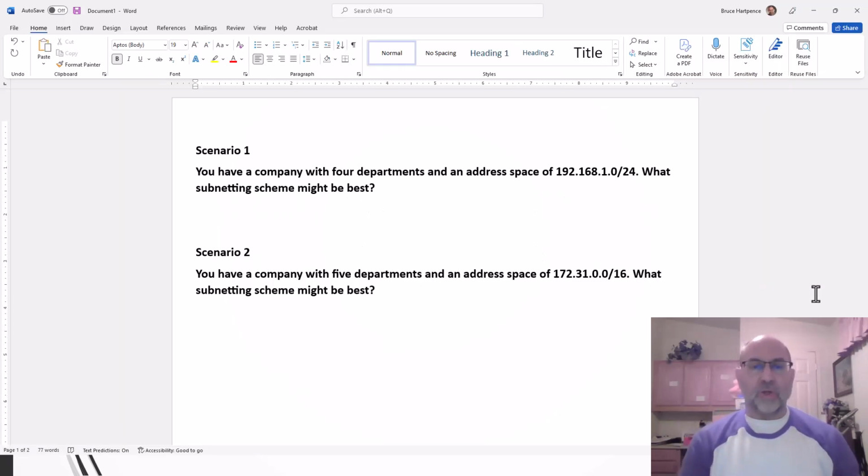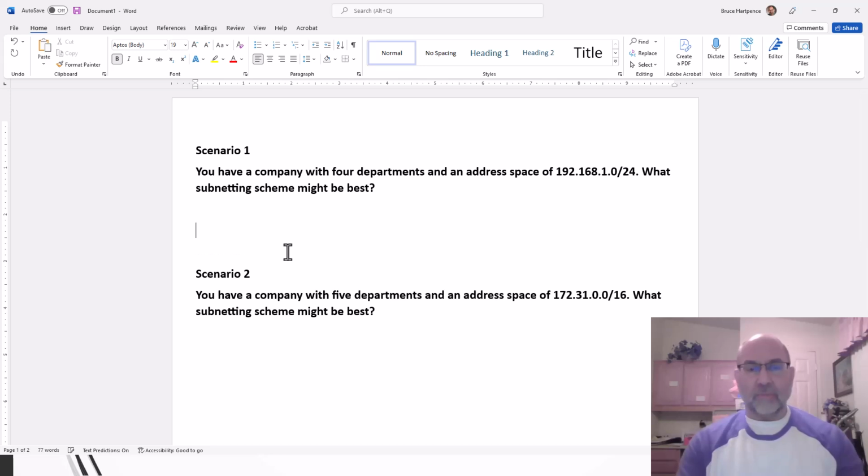The first one we're going to do is you have a company with 4 departments and an address space of 192.168.1.0/24. What subnetting scheme might be best? We'll take a quick look at what a topology might look like after we're done with this. But if we just start with the basics, this is actually a fairly straightforward problem.